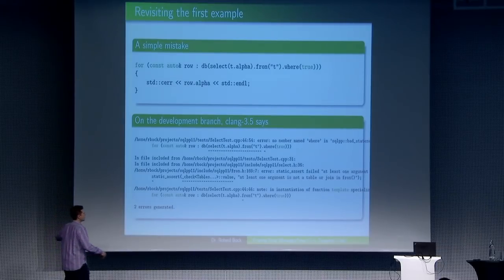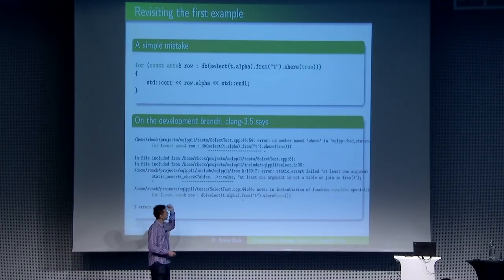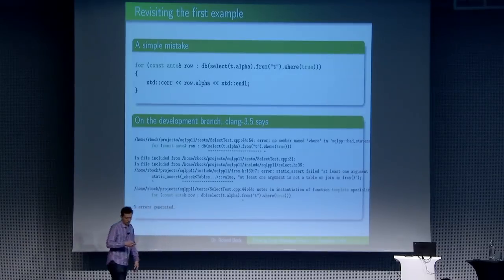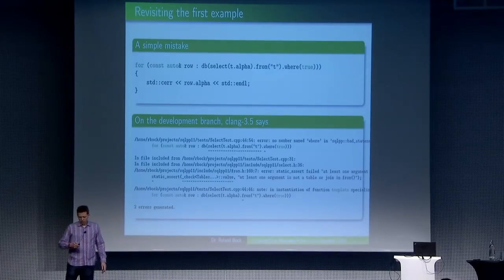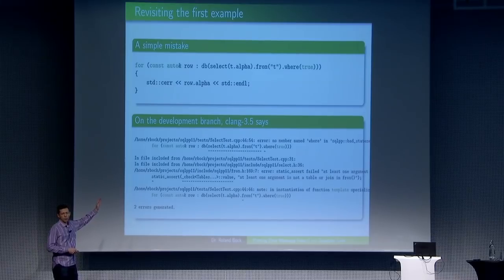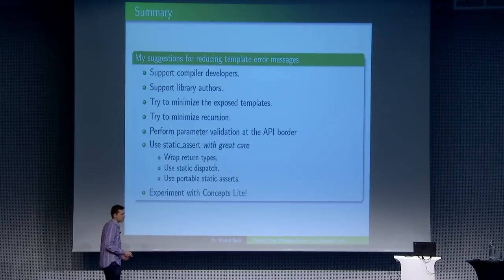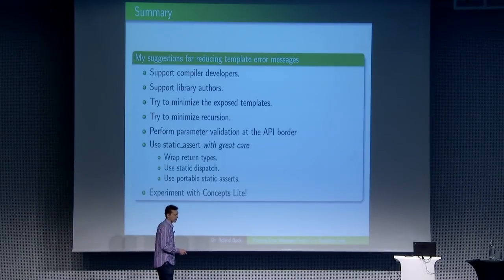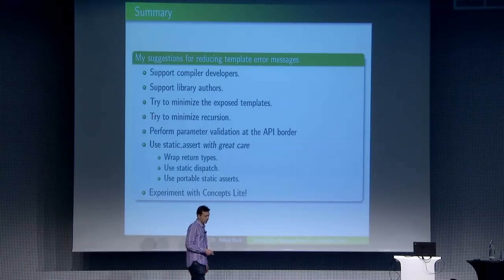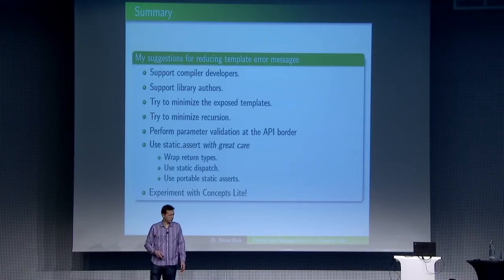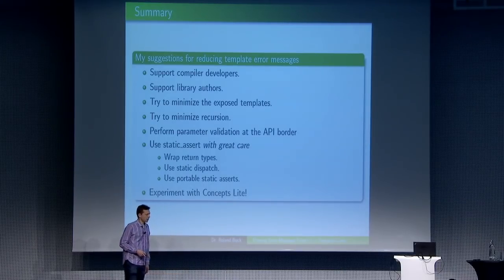And even if you continue with more methods here, so you have a having and a group by and a limit and a from and whatever, Clang will stick to this one more message, by the way. All right, so that's very short. In summary, all the suggestions that I made: support compiler developers, that's really important. Support library authors, again, that is really important. You can make a huge impact even without writing libraries yourself or without writing compilers yourself.